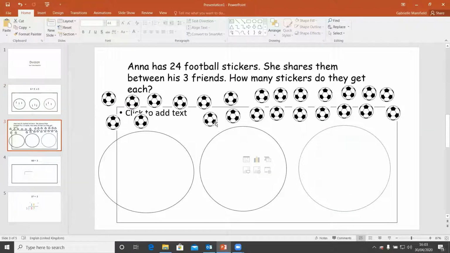Okay, so now here I have a worded problem. This means that we have to read the question carefully and pick out what information we need to solve the question. Anna has 24 football stickers. She shares them between 3 friends. How many stickers do they get each?